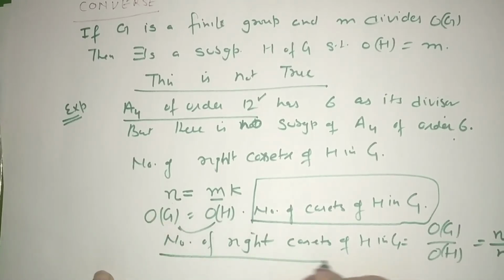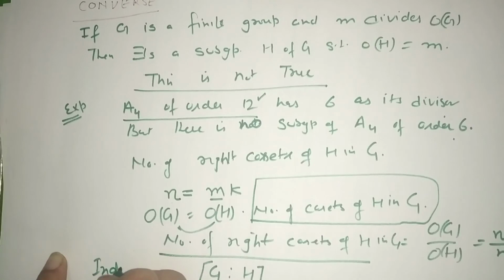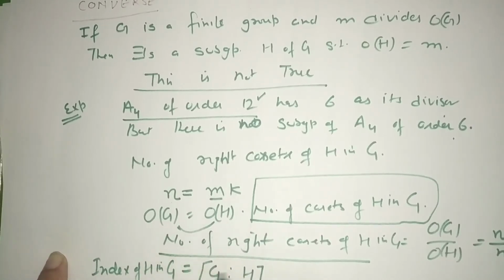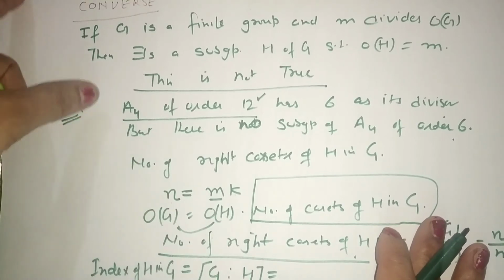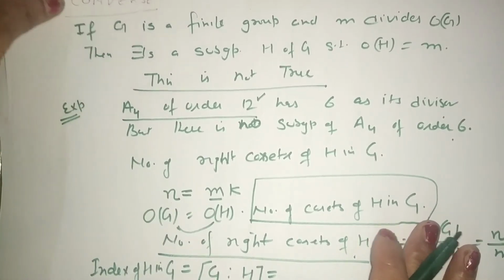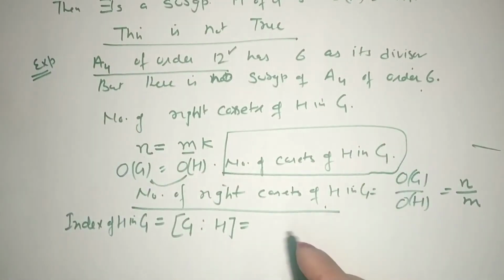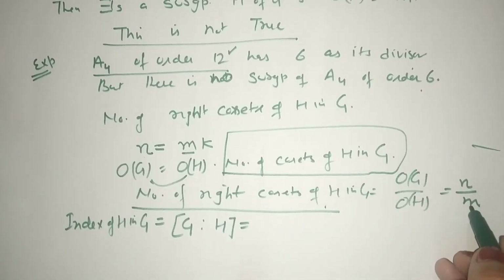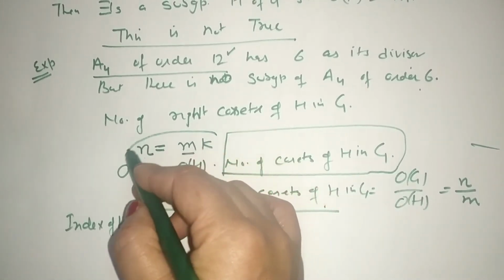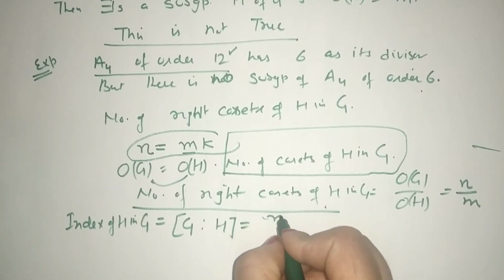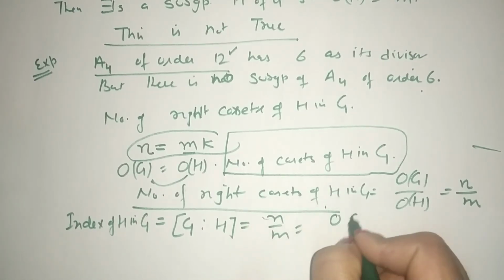This is known as G double dot H, and its name is index. Index of H in G, or simply you can name it as index. So what is this? Index means the number of right cosets. So how many right cosets are there? We have seen they are k in the theorem, and k is equal to n upon m. You can find k from here, which will be n upon m, or the order of G divided by the order of H.